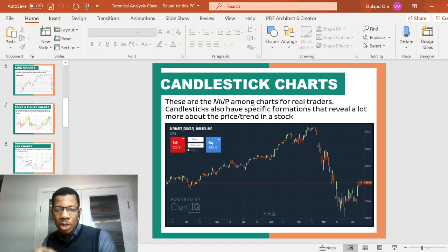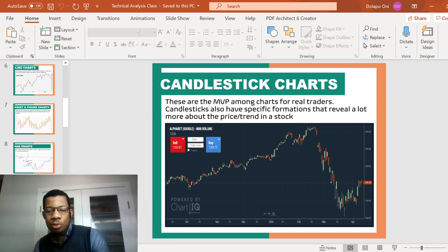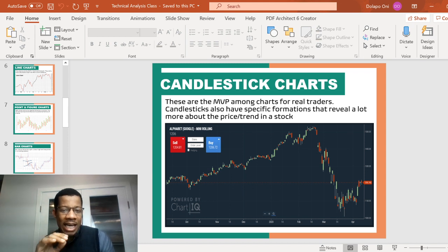They tell you everything that a bar chart tells you, which is highs and lows, opens and closes, but they also give you volume information so you know how much volume is in the market at that time. How many people are at the high, how many people are at the low, how many people were at the open, how many people were at the close, and so on.